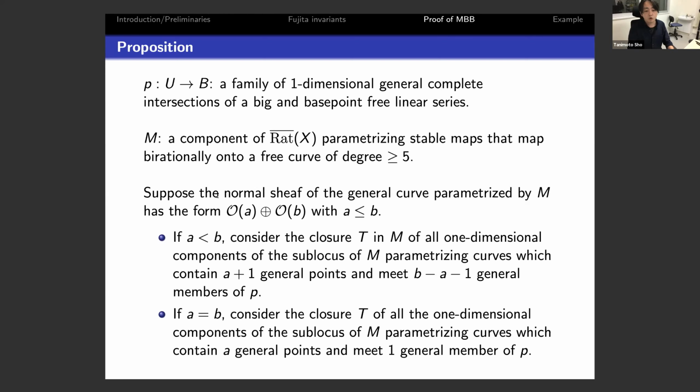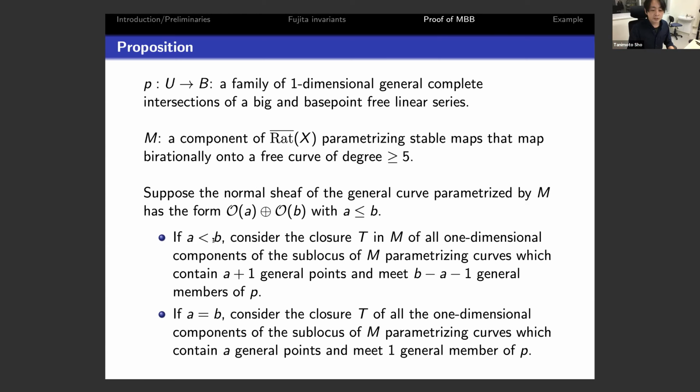So one can think of the normal sheaf. And the normal sheaf can be expressed like this, O(a) plus O(b), and a is less than or equal to b. We consider the following configuration.